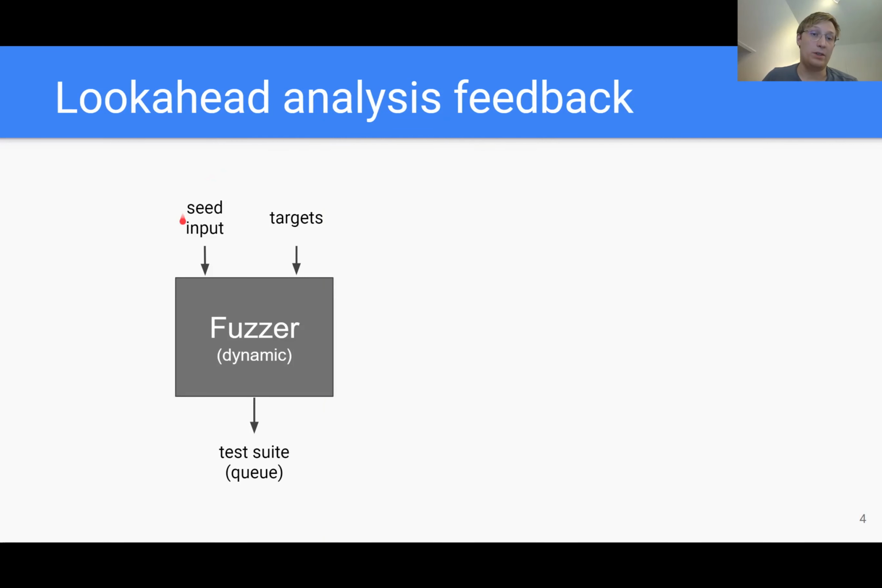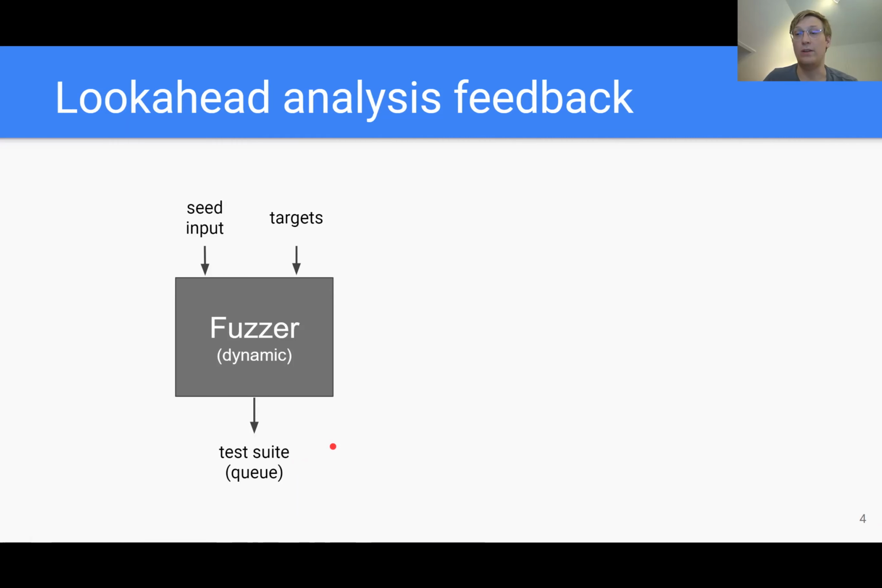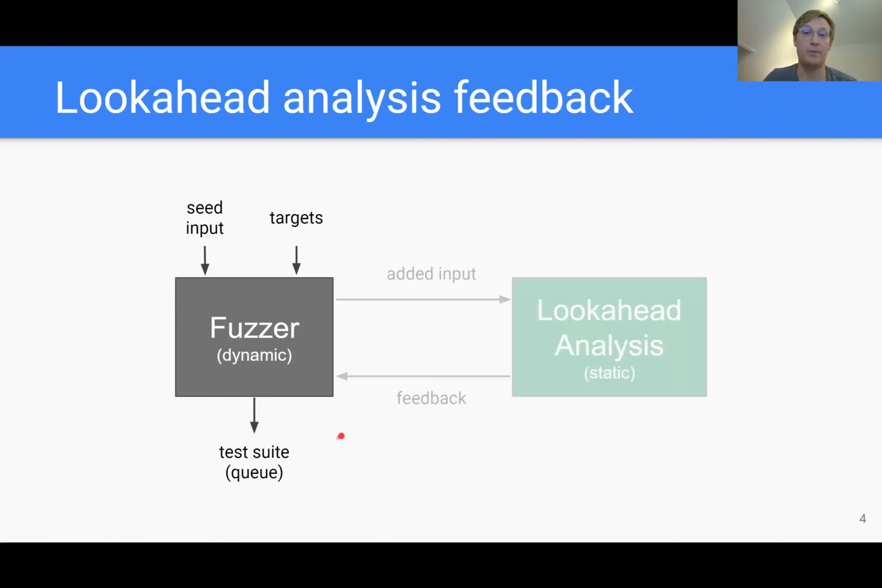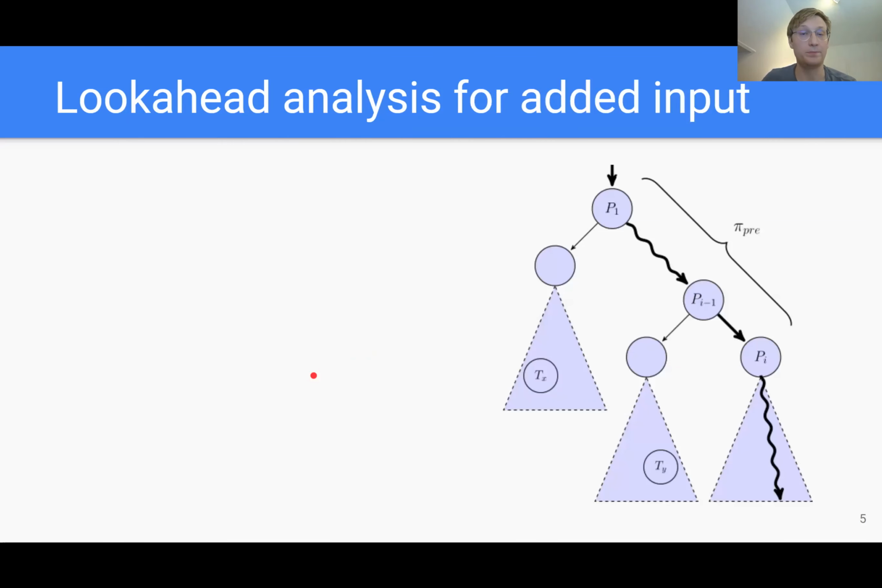On the left-hand side, you can see the fuzzer. It takes as input a seed input and target locations. It produces as output a test suite that is stored in a queue. New inputs are added to the queue whenever they achieve new coverage. When this happens, we run our so-called lookahead analysis. This is a static analysis that runs online for the given input and produces feedback that can then be used by the fuzzer. Let's look at this in more detail.